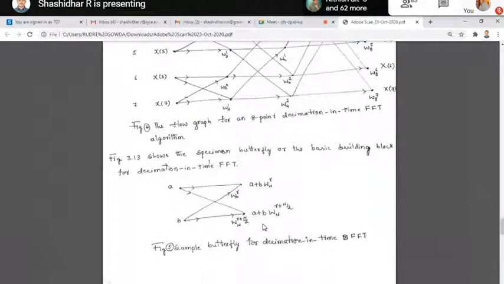So this is the figure. This figure shows the simple butterfly, the basic building block of DIT FFT. See how we build the DIT FFT. This is one of the basic ones. A is there, and B is multiplied by W base N to the power of R. So what is this value? W_N^R. Okay, and then the bottom one also.